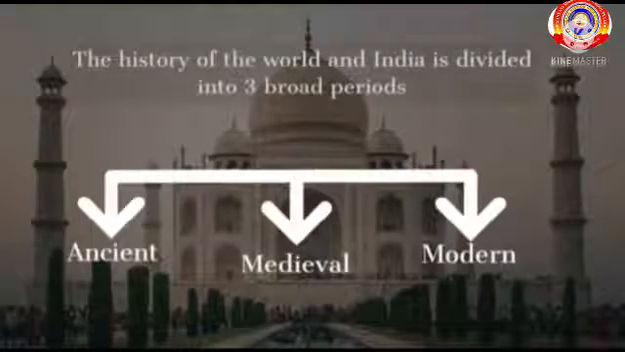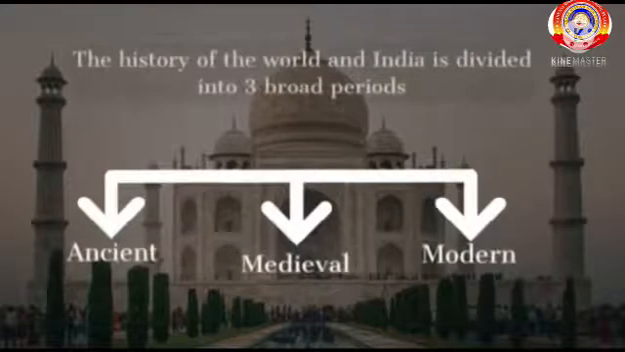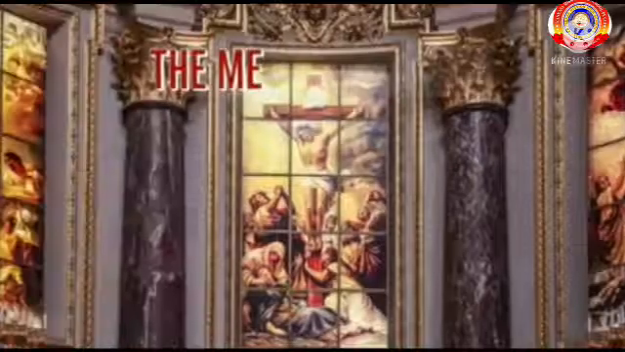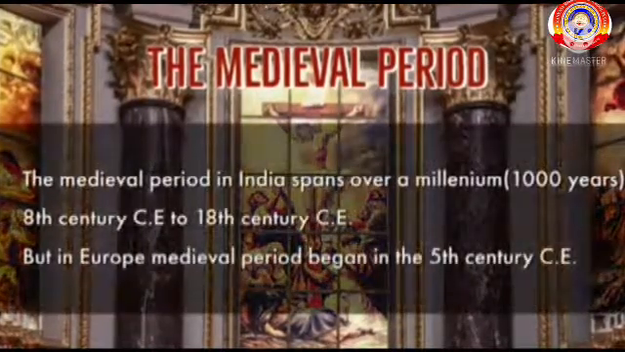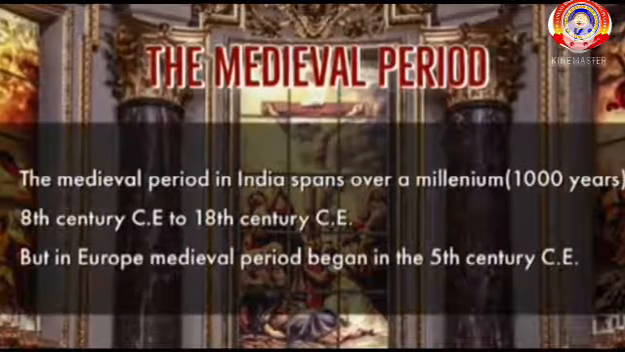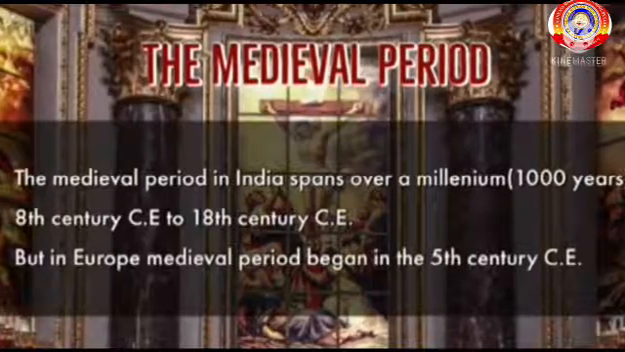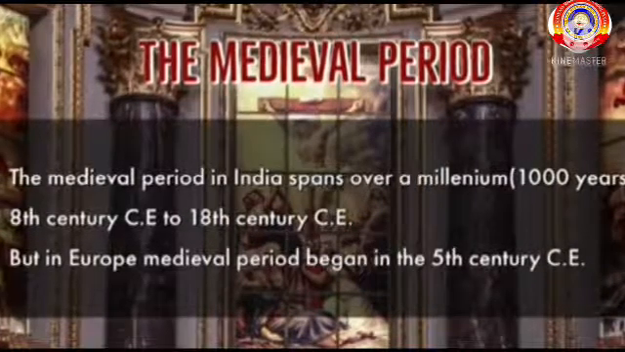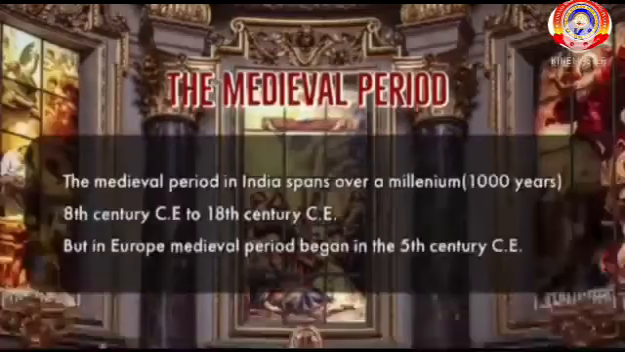As you know, the history of the world and India is divided into three broad periods: ancient, medieval, and modern. The medieval period in India spans over a millennium, that is 1000 years, from the 8th century Common Era to the 18th century Common Era. But in Europe, the medieval period began in the 5th century CE.